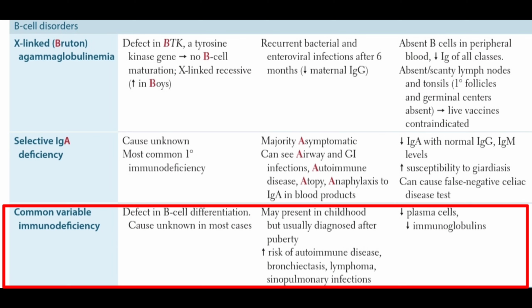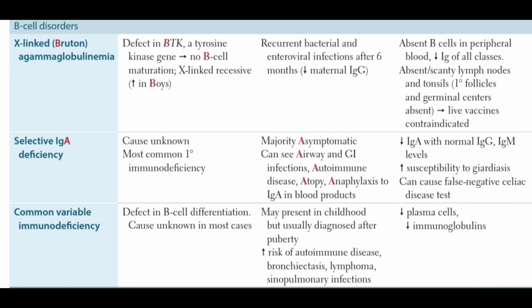The findings in those patients with the common variable immunodeficiency will be the decreased amount of the plasma cells and decreased immunoglobulin in the blood. So these are the various findings in the common variable immunodeficiency.